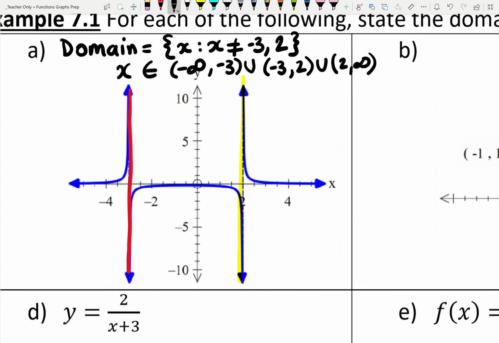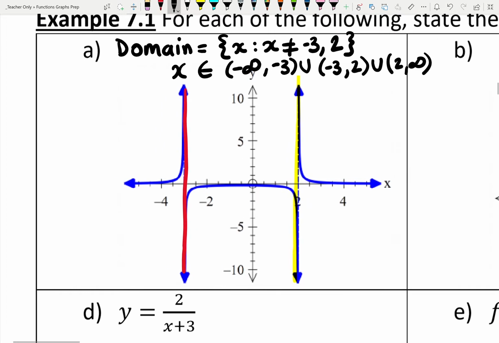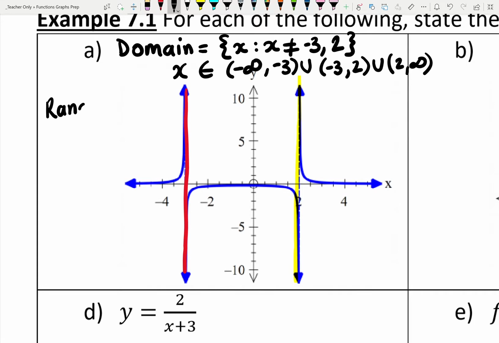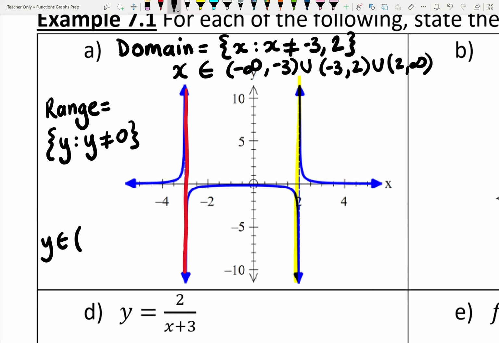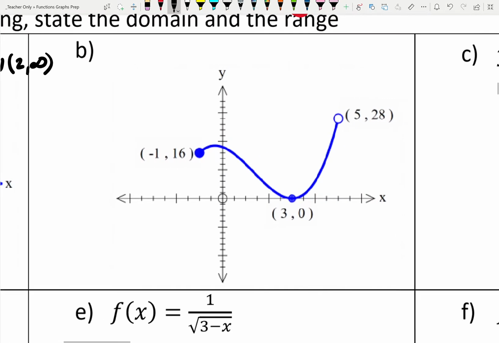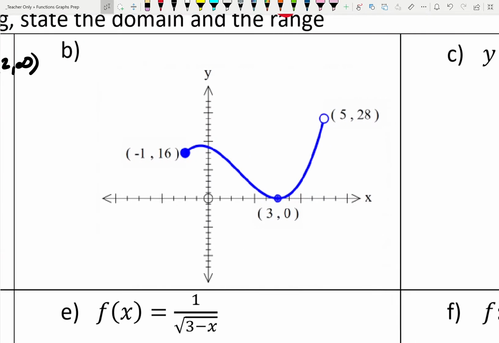The horizontal asymptote is the y-axis, so the range is going to be the set of all y such that y does not equal 0. Or again, using interval notation, y is an element in the set from -∞ to 0, not included, or 0 to infinity, and neither is included. Either one is fine. All right, having a look at example B, we've got a piece of a function here.